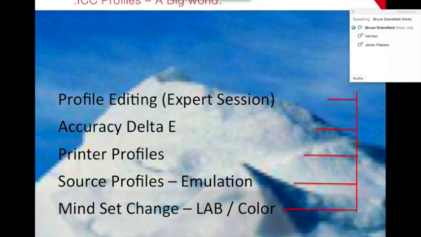Changing mindset is needed often. If you are an expert, then some of these ideas and concepts will seem very easy to you, but you've got to remember that we have to communicate this to printers and printing companies who may not understand these ideas. I'm going to look at source profiles or emulation profiles, printer profiles, talk about delta E, and we will cover editing profiles, not in this session, but it's something that you will need to eventually understand.